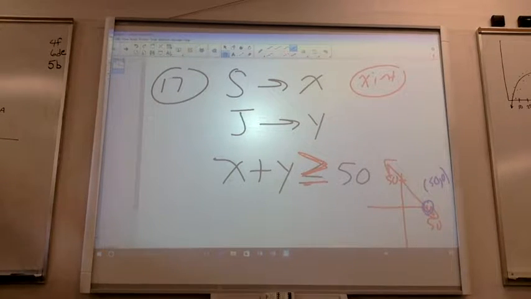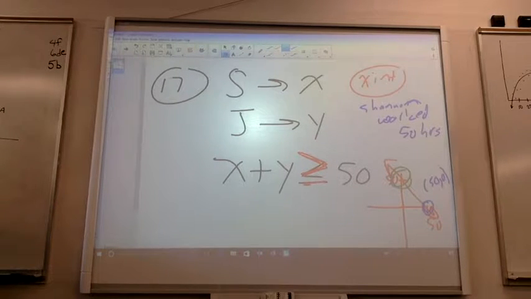What does that mean? What does it mean? What does the problem say? What are Shannon and Jesse doing? They're working. So what would 50, 0 mean in the context of this problem? Yeah, that would mean that Shannon worked 50 hours. Okay? What about the Y-intercept in this problem, which is 0, 50?